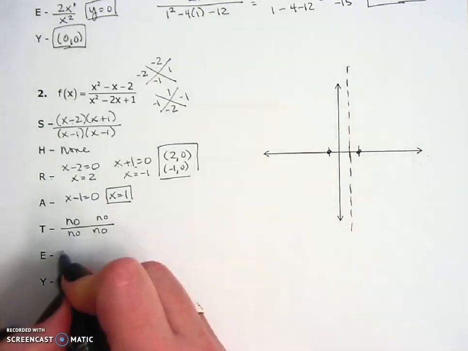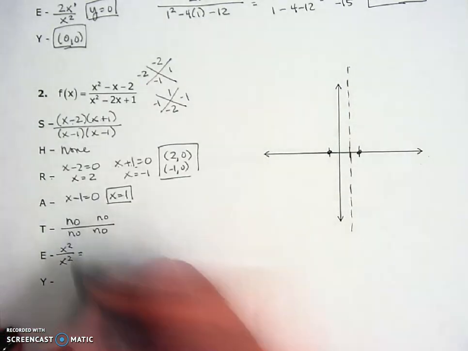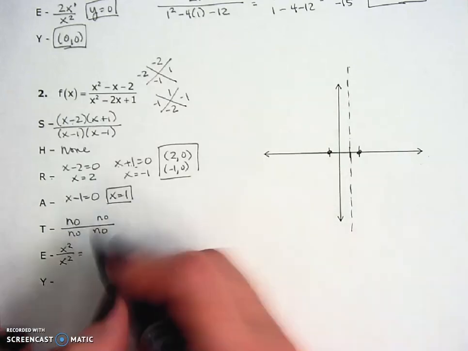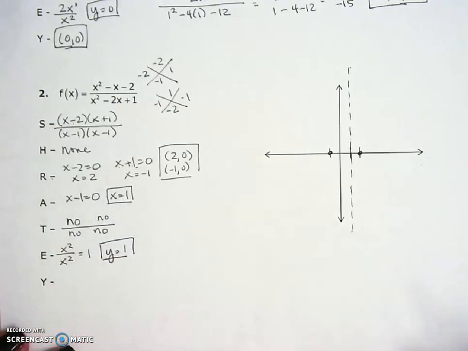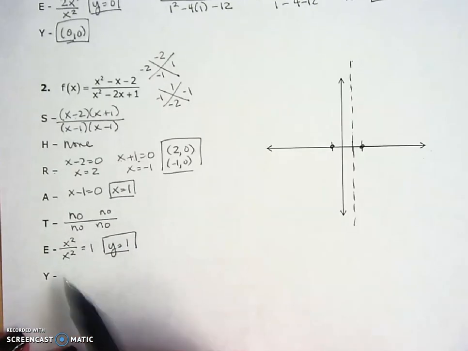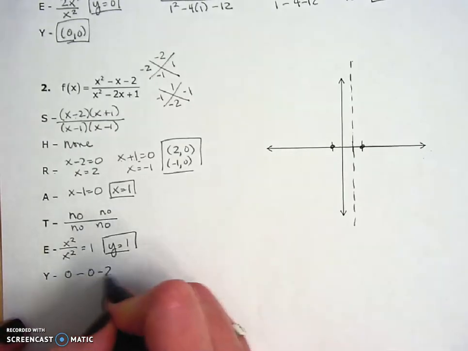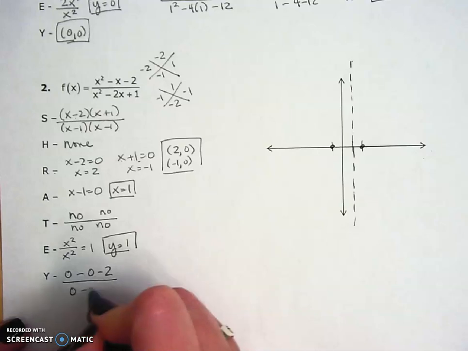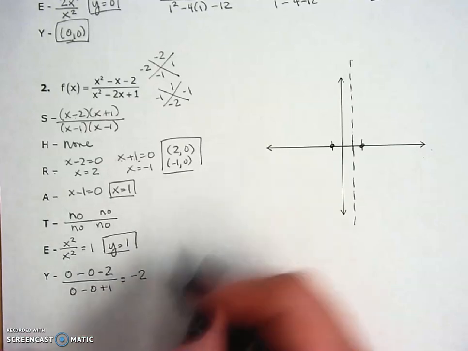And then the end behavior, take your leading terms in the original equation. That's a balanced situation, so we simplify it to 1. So my horizontal asymptote is y equals 1. And then the y-intercept is where you plug 0 for all the x's. That's going to give me negative 2.